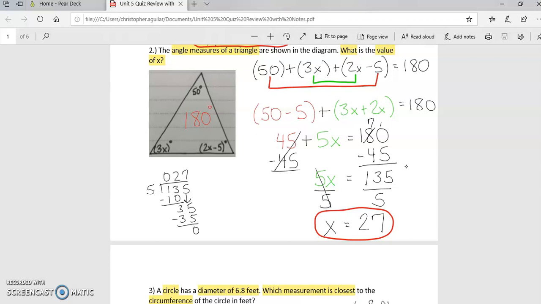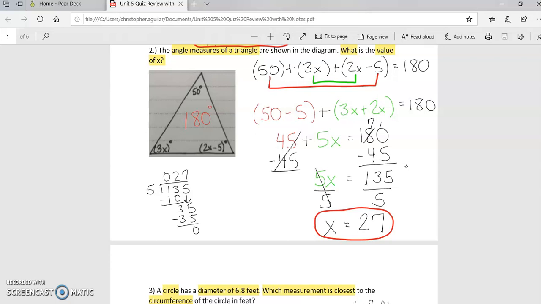Now I have a two-step equation where I can eliminate the coefficient, I can get rid of this number, move it to the other side by doing the inverse operation, the opposite. So instead of plus, I go minus. So those cancel because 45 minus 45 is 0. 180 minus 45 is 135. And I still have the 5x left over on the other side.